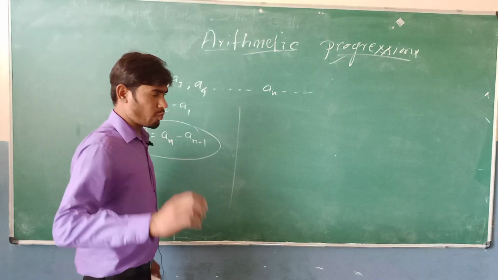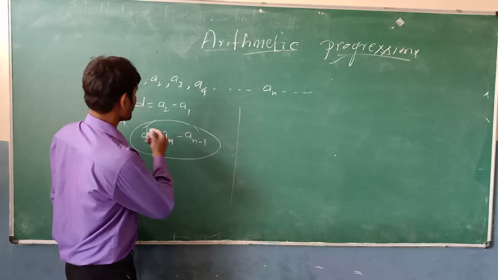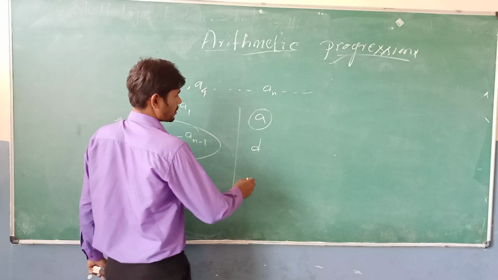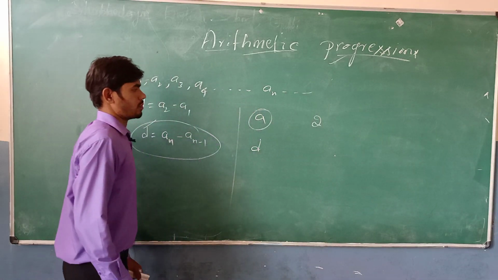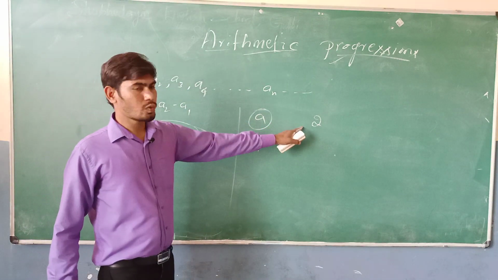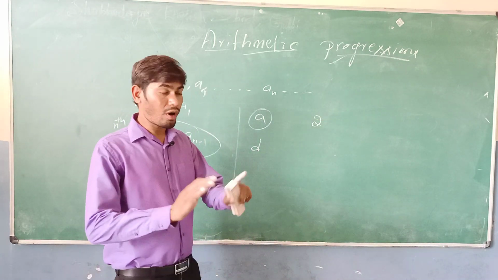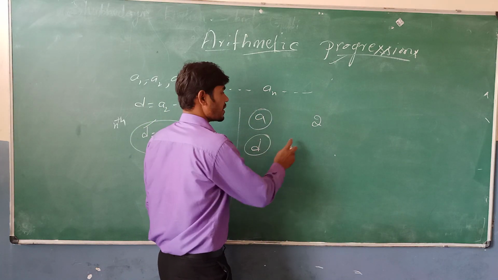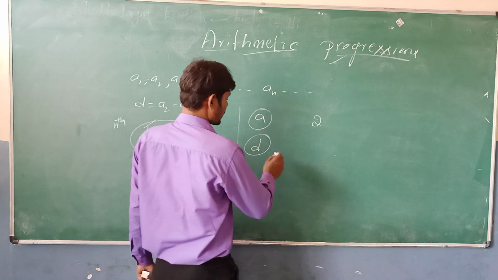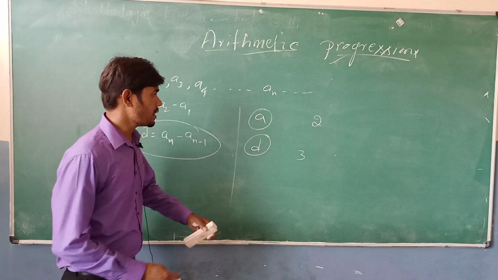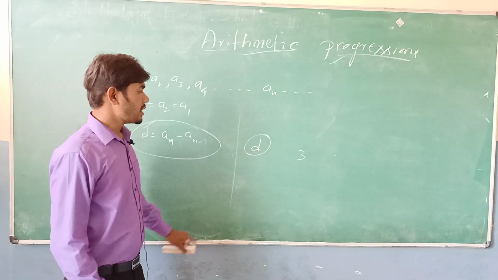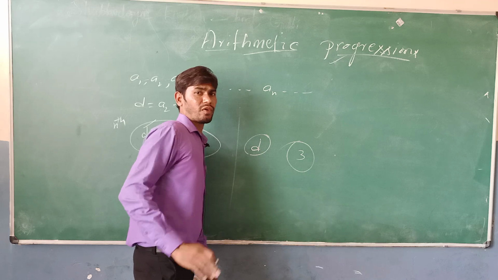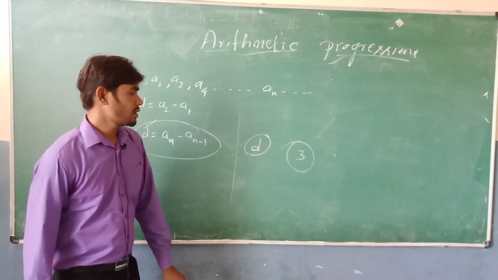If we write any arithmetic progression, the values come from what is given, a or d. For example, the first term is 2. Can we write the arithmetic progression from this? We can't, because there is nothing about the common difference between any two terms. If we are given the common difference is 3, can you write the arithmetic progression? No, because only the common difference is there. No first term or any other term is given.